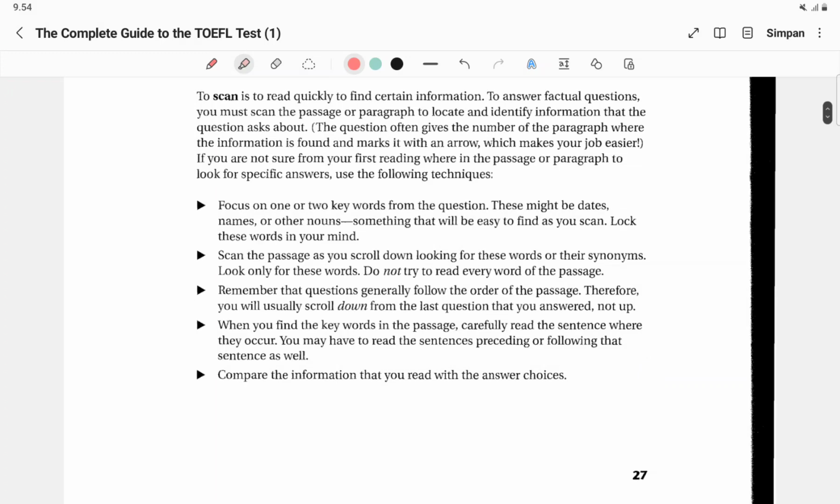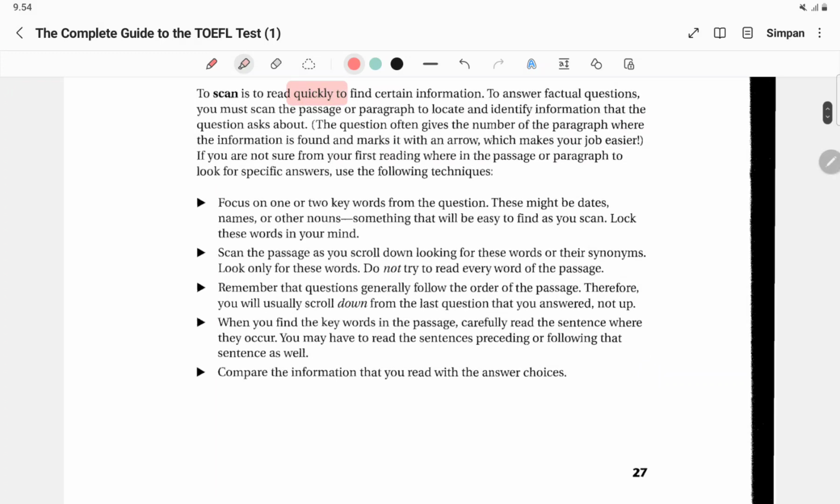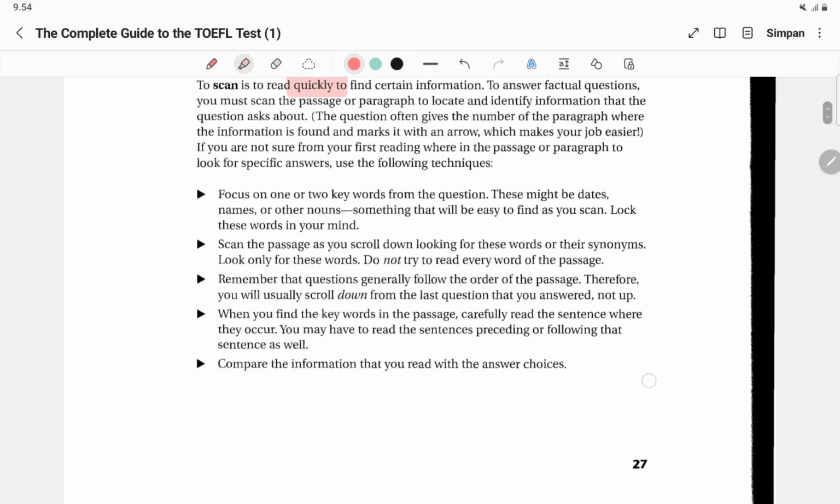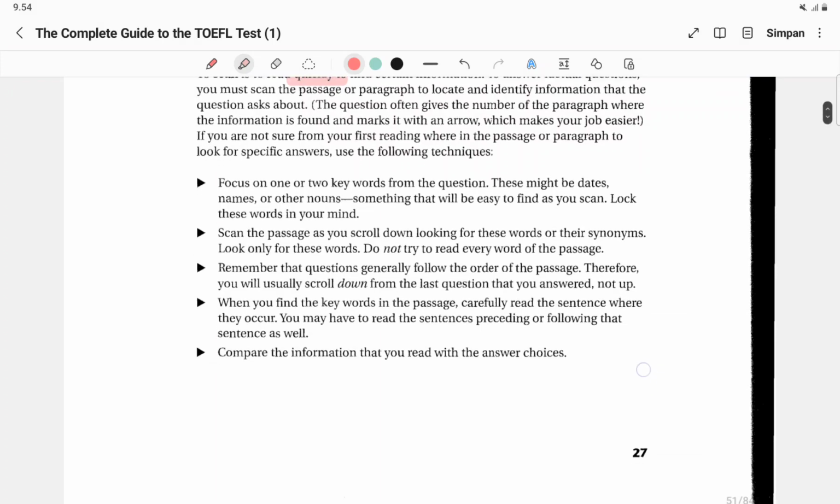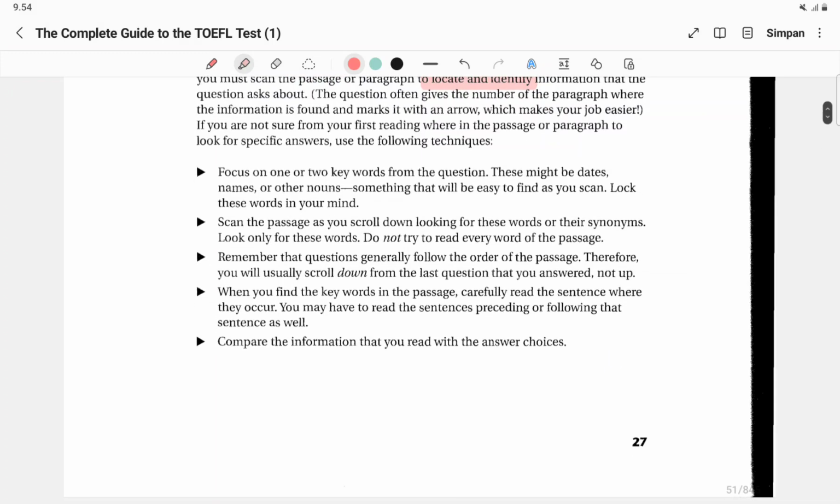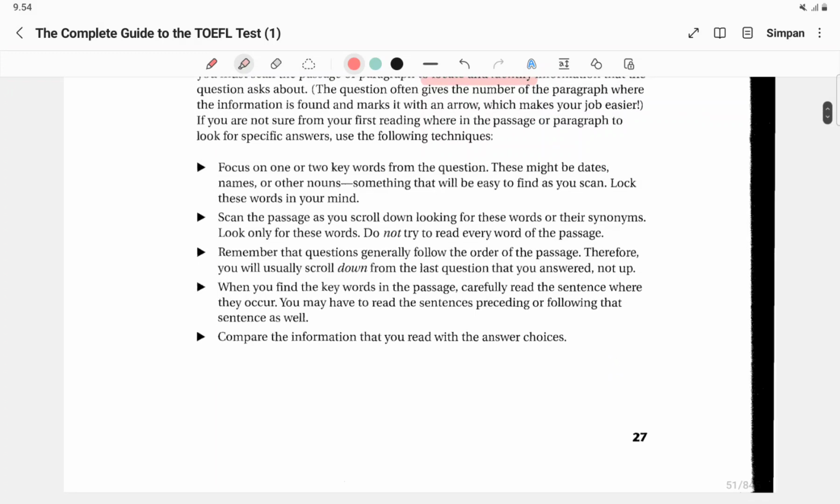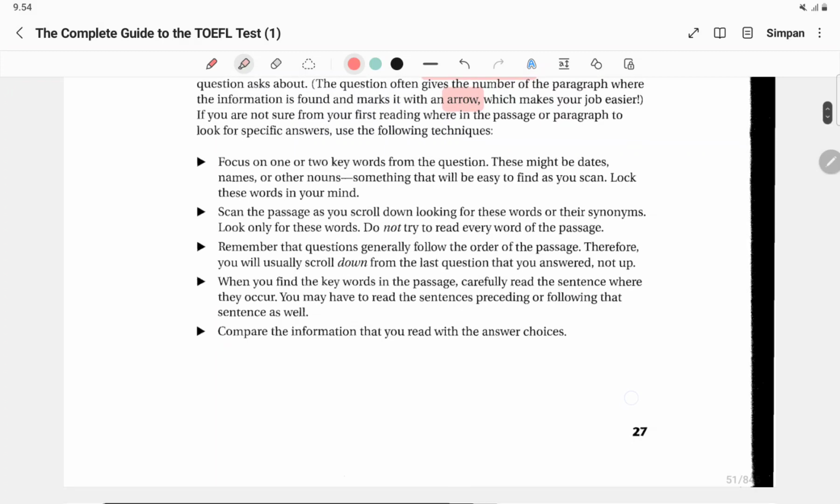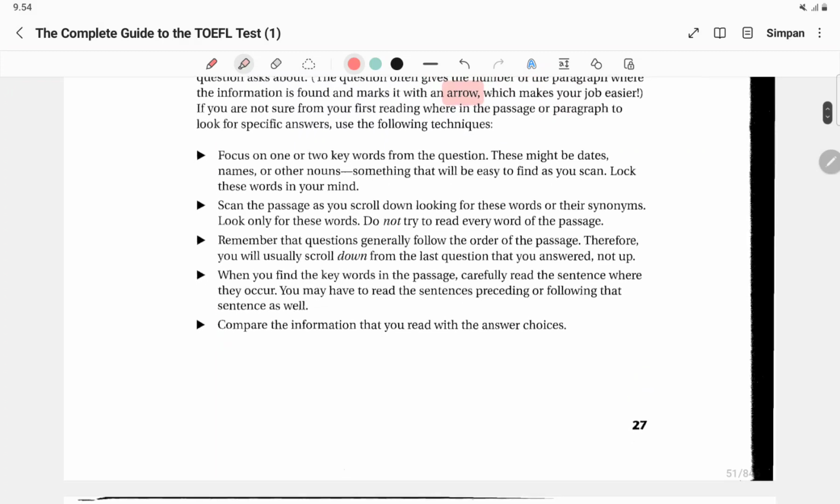Scanning. To scan is to read quickly to find certain information. To answer factual questions, you must scan the passage or paragraph to locate and identify information. Remember to locate and identify the information that the question asks about. The question often gives the number of the paragraph where the information is found and marks it with an arrow. There is an arrow there, which makes your job easier.